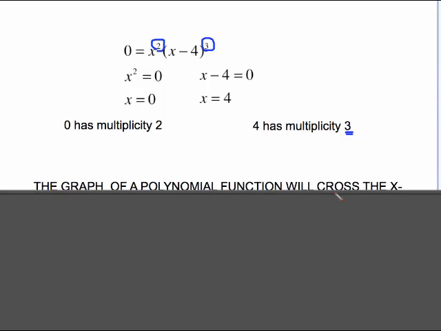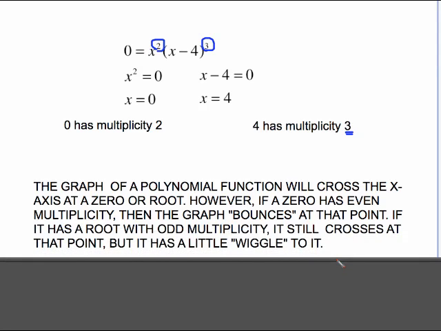Now what this multiplicity has to do with the graph is this. The polynomial function will cross the x-axis at a 0 or root. We've already said that. But if the 0 has even multiplicity, then the graph is going to bounce at that point. If it has a root or 0 with odd multiplicity, it still crosses at that point, but it's going to have a little wiggle to it.